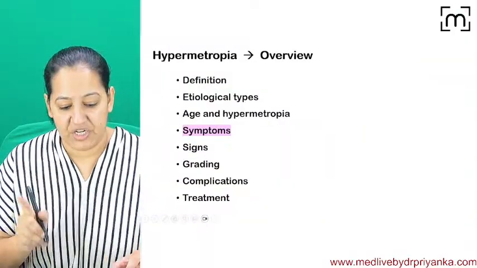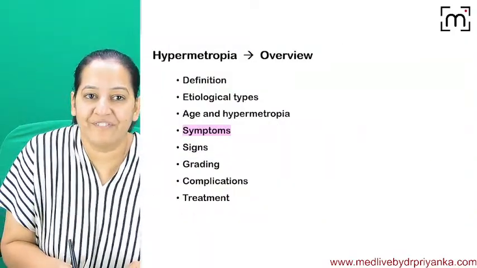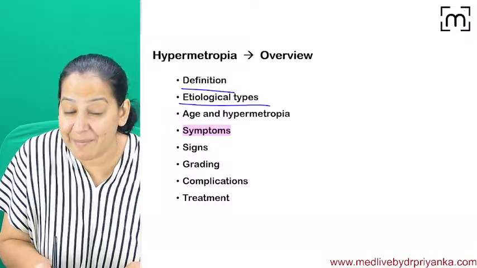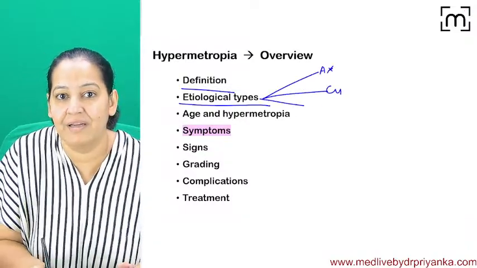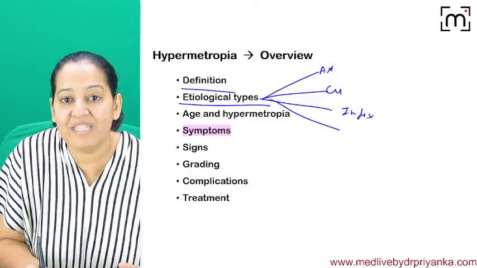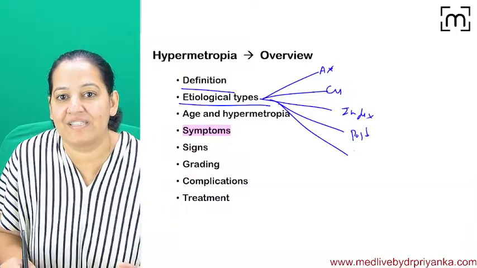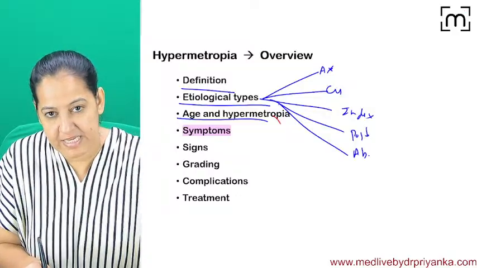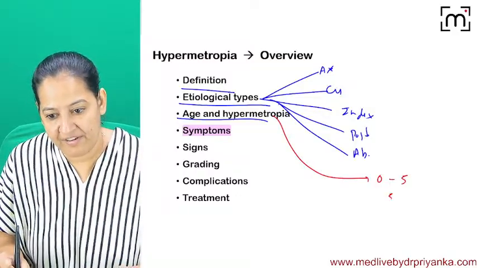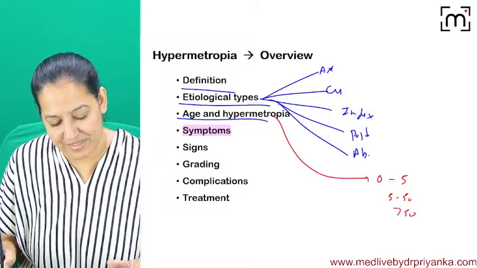So this is age and hypermetropia. Everyone got it? Definition is done. The 5 types are done. What are the 5 types? Axial, curvatural, index, positional, and absence of lens. You know the 5 types. You know the age and hypermetropia? What happens from 0 to 5, 5 to 50, and 50 onwards? You know that.